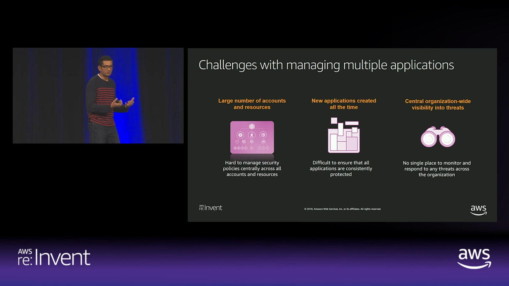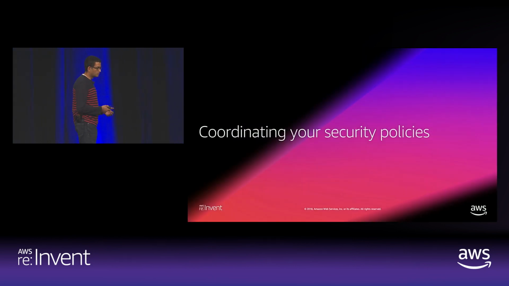If humans are involved, it's going to be error prone. New applications get created all the time, so keeping track of that can be challenging, and making sure that everything is consistently and always protected from day one. And then having central organization-wide visibility into threats. So these are some of the things that become difficult and complex when you have lots of applications across many accounts. So coordinating these security policies, there are tools that AWS has, and you could actually put this together yourself.